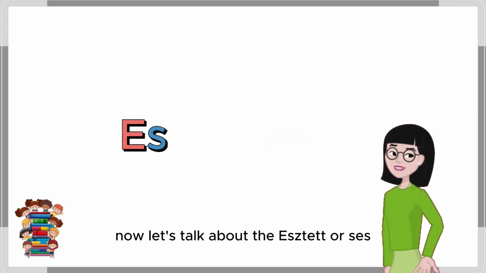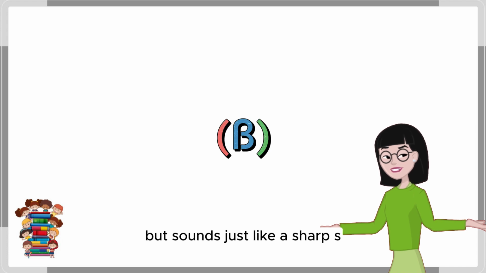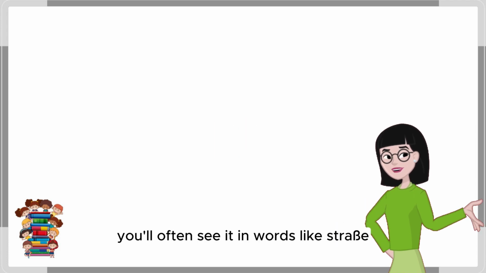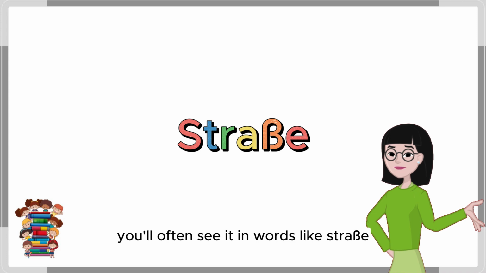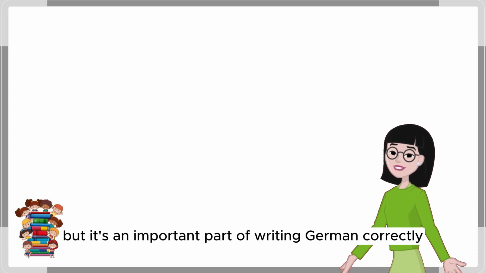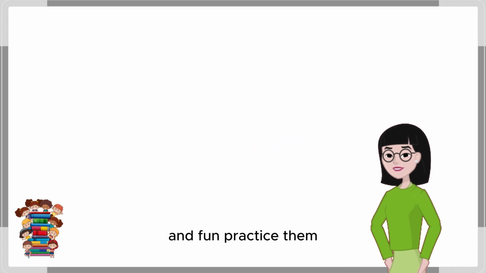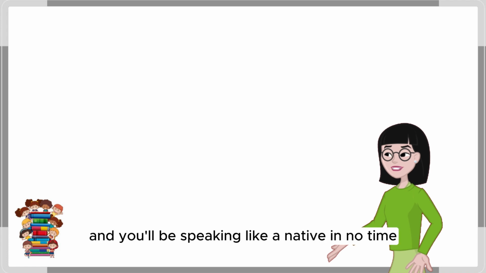Now, let's talk about the ß, or Eszett. This letter looks like a fancy B but sounds just like a sharp S. You'll often see it in words like Straße, which means street. It's only used in certain words, but it's an important part of writing German correctly. See how these special letters make German sound so unique and fun? Practice them, and you'll be speaking like a native in no time.